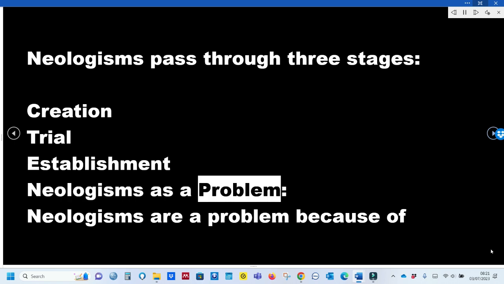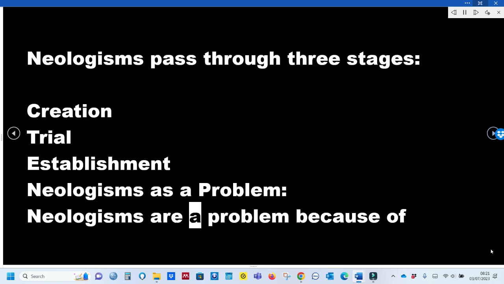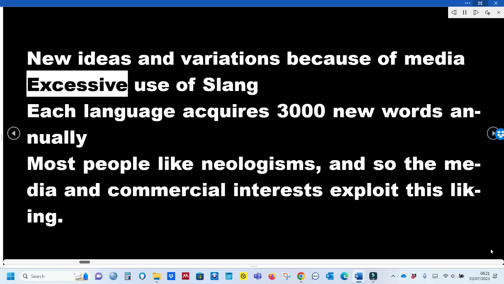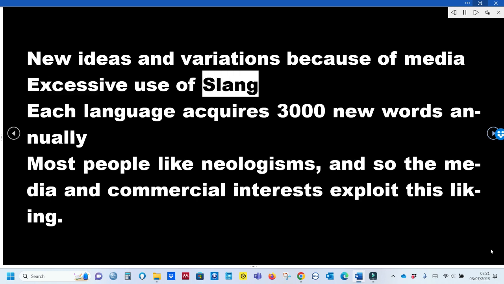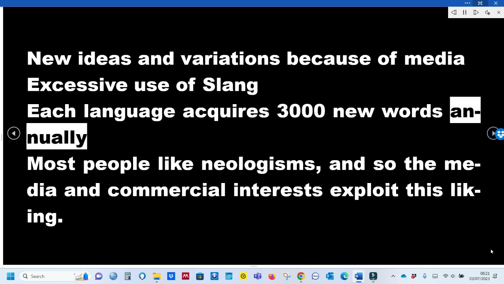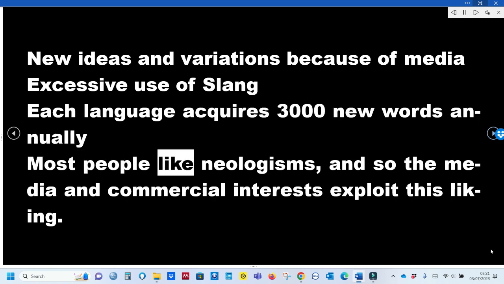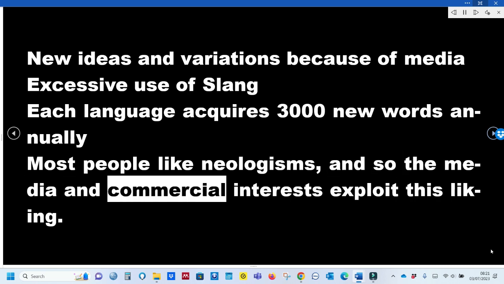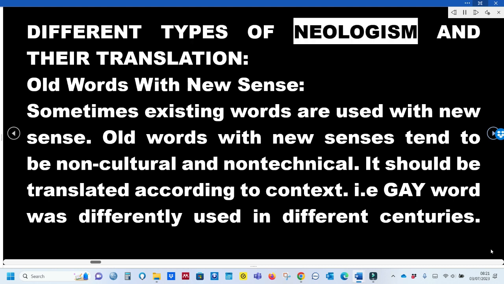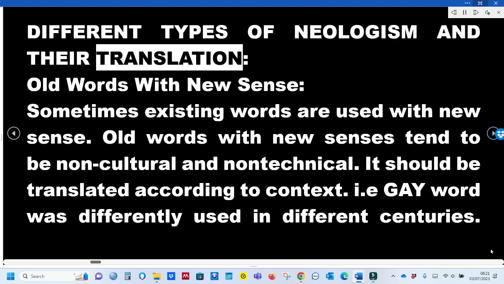Neologisms as a problem. Neologisms are a problem because of new ideas and variations because of media. Excessive use of slang. Each language acquires 3,000 new words annually. Most people like neologisms, and so the media and commercial interests exploit this liking. Different types of neologism and their translation.